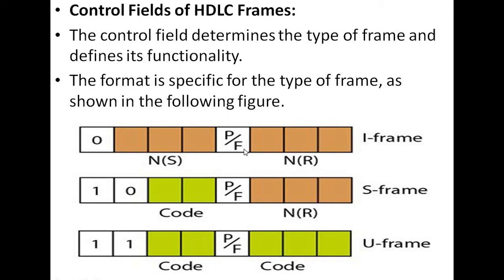Okay, what is that? Poll or final. Poll means the frame is sent by a primary station to a secondary station, and final means the frame is sent by a secondary station to a primary station. That is called poll or final.